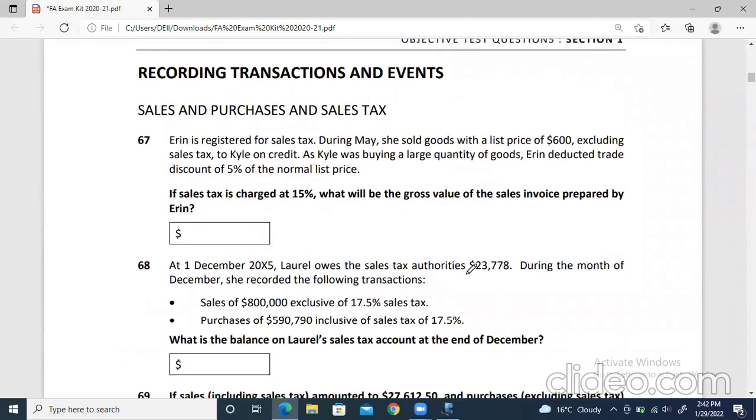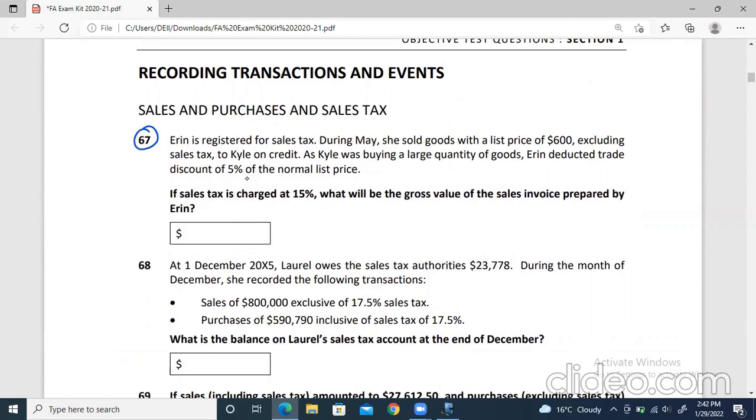Okay, so the questions for sales and sales tax are over here. Let's practice them and see how they're done. Now, number one is question 67. Erin is registered for sales tax. Let's first read the requirement. If sales tax is charged at 15%, so the percentage is given to you over here, what will be the gross value for the sale invoice prepared by Erin? Okay, so again, we have to tell the gross value.